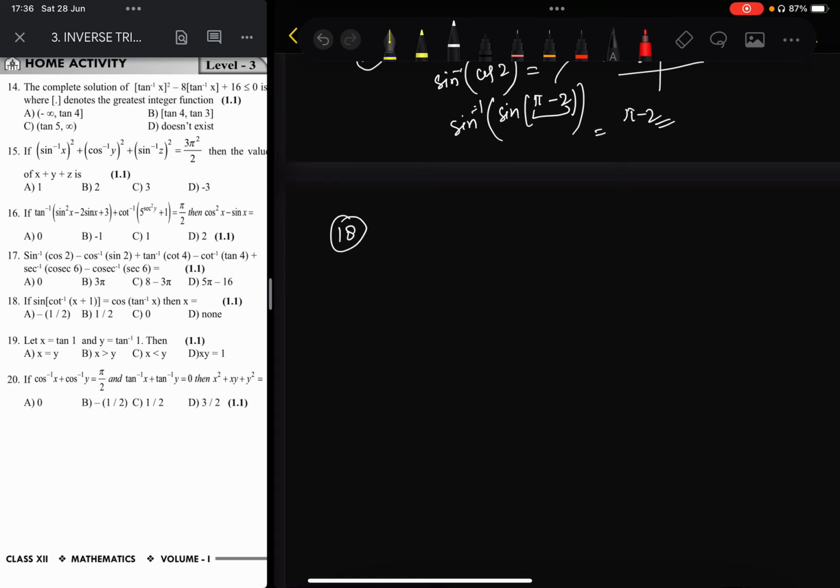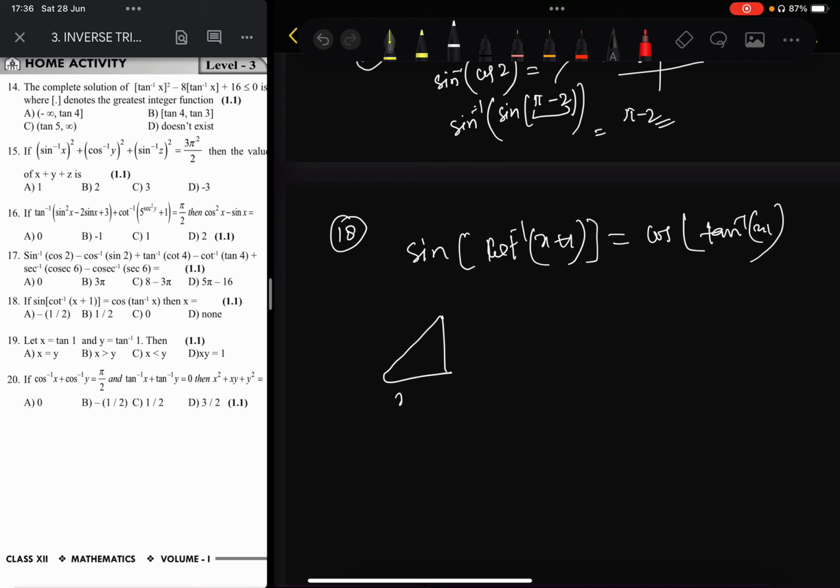Now, sine of cot inverse x plus 1 equals cos of tan inverse x, right? So here convert this cot into sine. Cot inverse x is base upon perpendicular, so this will become the square root of 1 square plus x plus 1 whole square. So you'll get x square plus 2x plus 2, this thing.